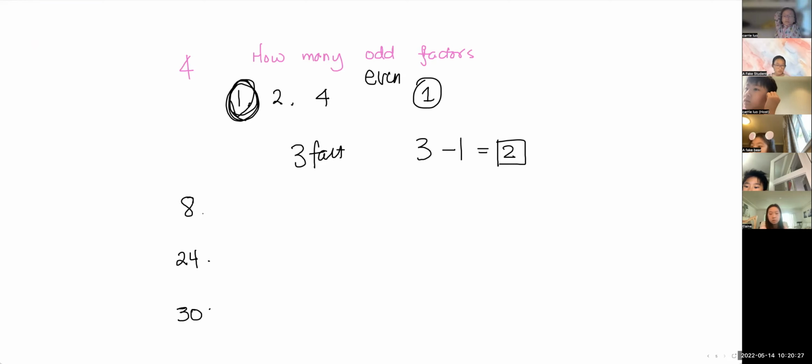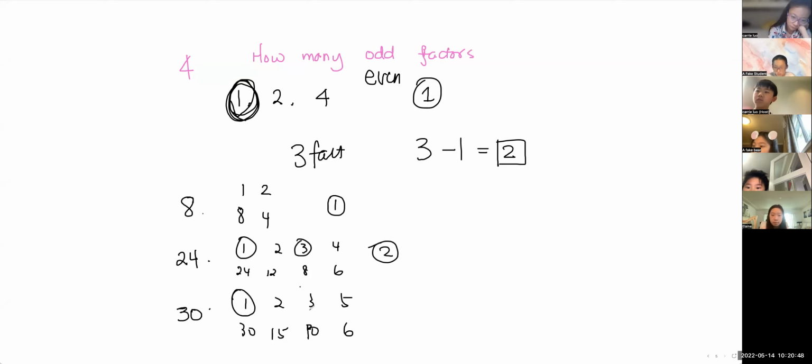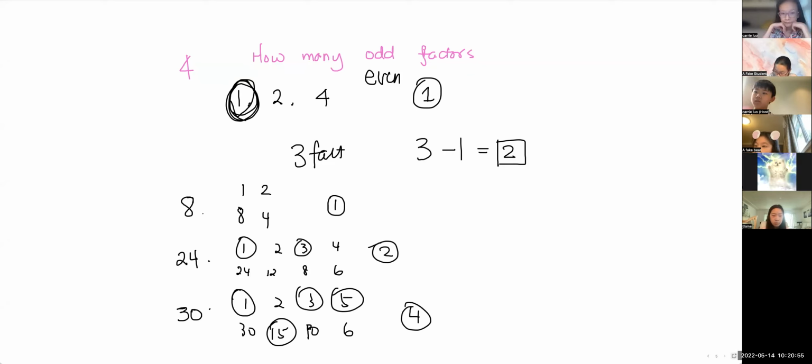Okay, very good. So this one's very easy. So we could have what? 1, 8, 2, 4, right? So I know it's 1 and 1, 24, 2, 12, and 3, 8, and 4, 6. I know there are only 2. And 30: 1, 30, 2, 15, 3, 10, and 5, 6. We have 1, 3, 5, 15. So there are 4.